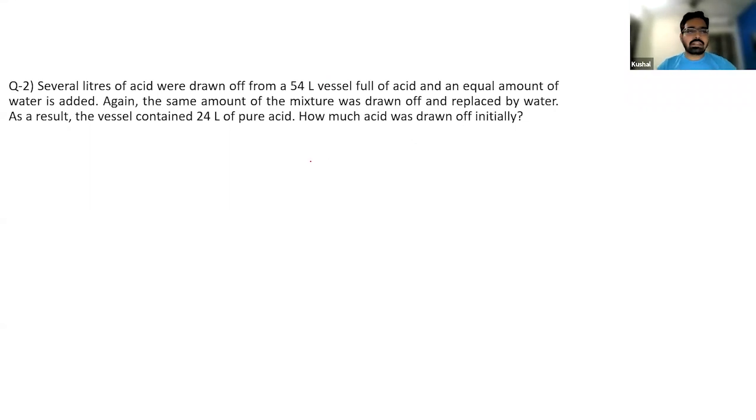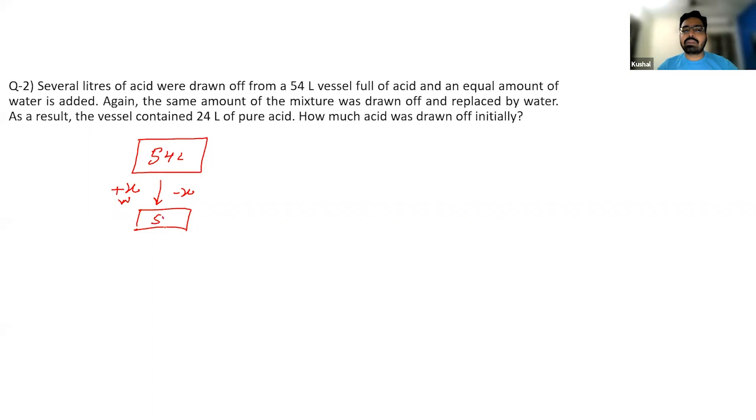Right. Let's have a look at this question. Several liters of acid were drawn off from a 54 liters vessel full of acid, and an equal amount of water was added. We don't know how much is the quantity of acid being removed. We started with 54 liters of pure acid. We are removing a certain amount of acid and replacing it with an equal quantity of water. So suppose I'm removing X liters and I'm adding X liters of water to this.